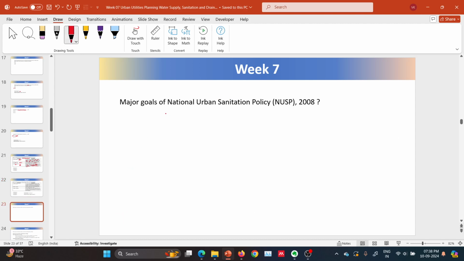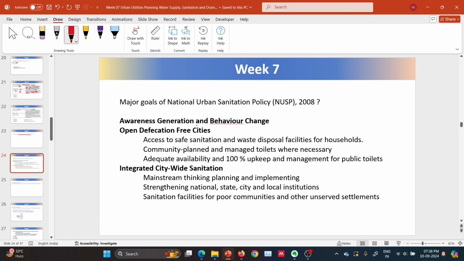Major goals of the National Urban Sanitation Policy. The goals were awareness generation and behavior change. Second is open defecation free cities, so there should be no open defecation.